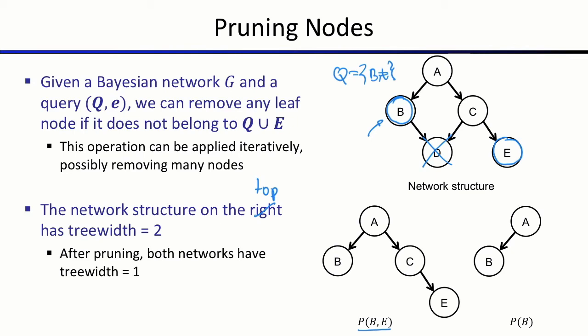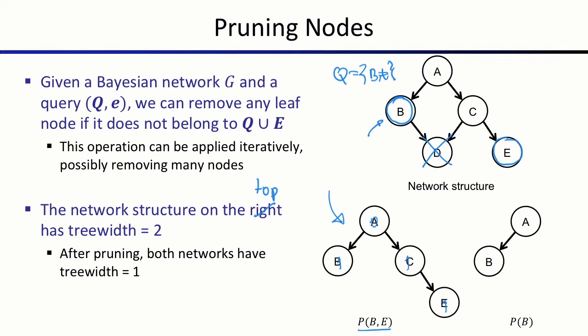In this case, just pruning one node, that's D, was enough to reduce the tree width to 1, because now we know that this is the result of pruning the node D, and this network is a polytree. It has 1 parent here, 1 parent here, 1 parent here, and 0 parents here. So it's a polytree where the maximum number of parents is 1, so it has tree width equal to 1.